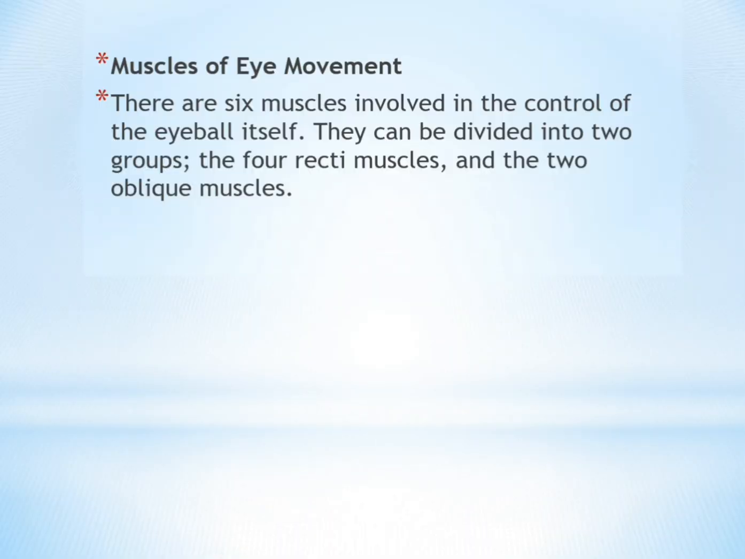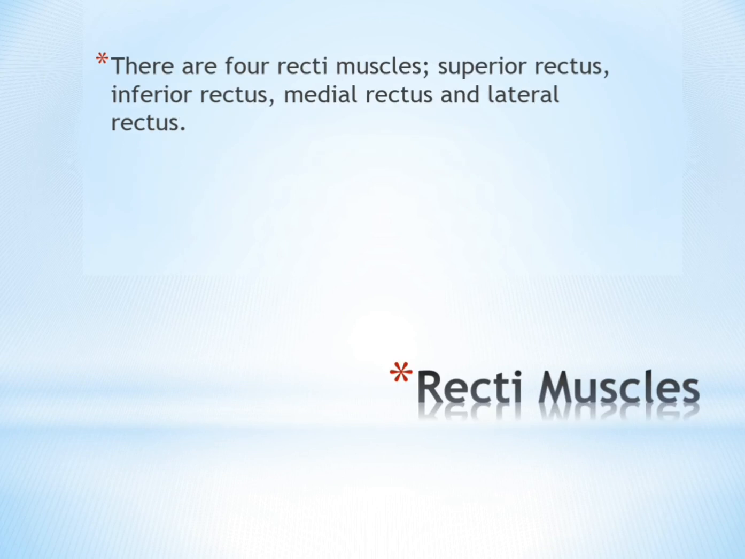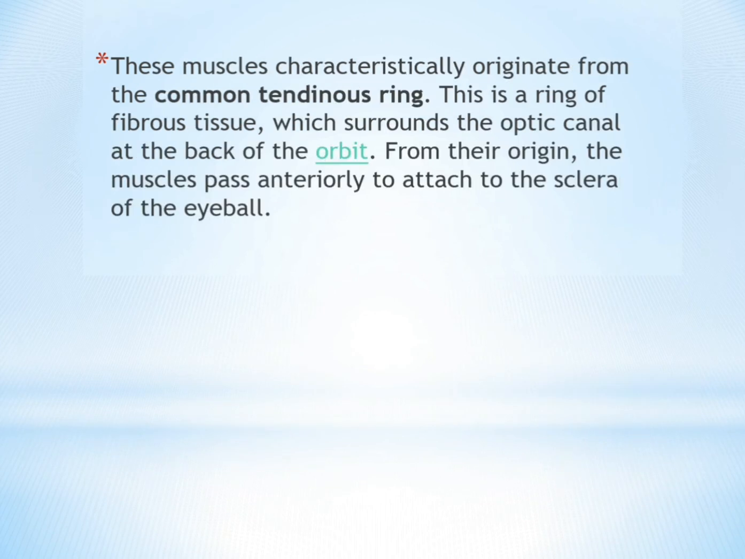Muscles of eye movement. There are 6 muscles involved in the control of the eyeball itself. They can be divided into 2 groups: the 4 recti muscles and the 2 oblique muscles. There are 4 recti muscles: superior rectus, inferior rectus, medial rectus, and lateral rectus.